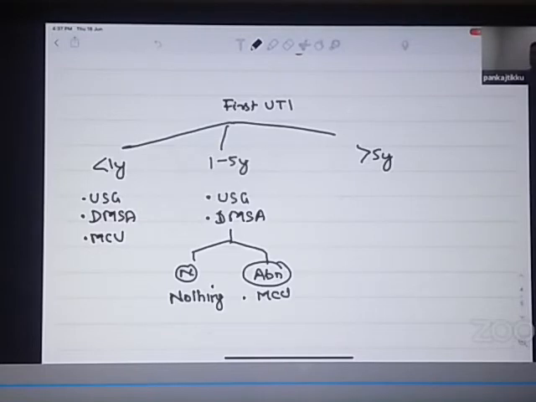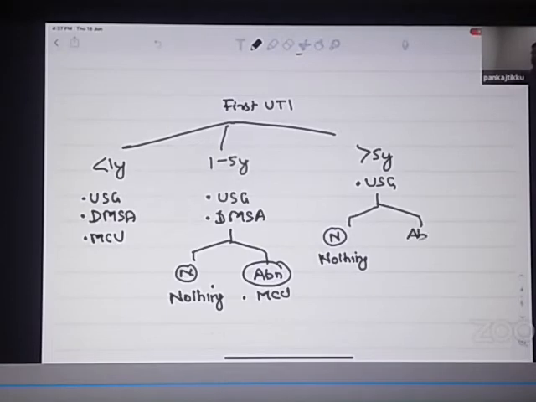More than 5 years, only initially perform an ultrasound. If the results are normal, nothing else needs to be done. But if the results are abnormal, then you need to perform an MCU and a DMSA scan. So this is how you will identify which investigations will be performed in case the child has a urinary tract infection. Out of these three tests, ultrasound, DMSA and MCU, the gold standard test for identifying a vesicoureteric reflux is the micturating cystourethrogram.